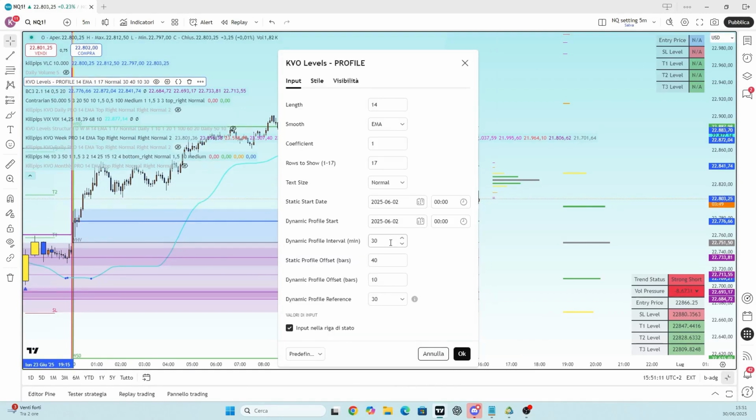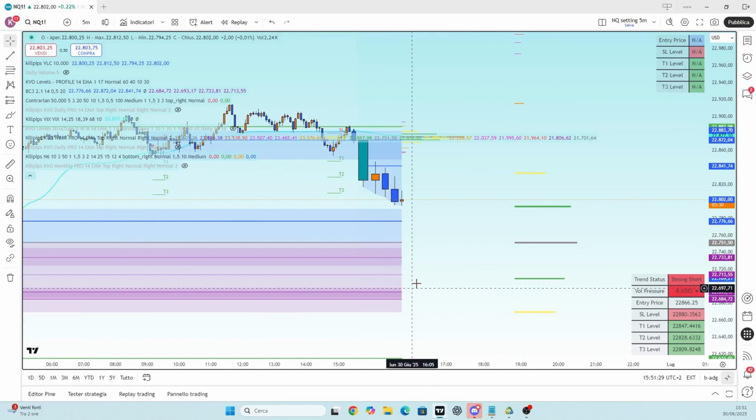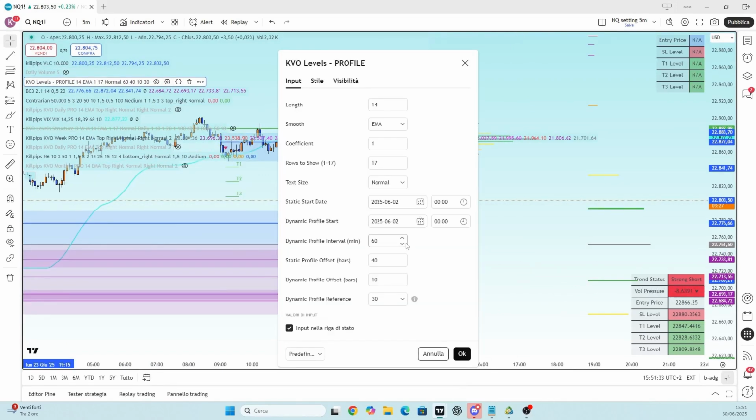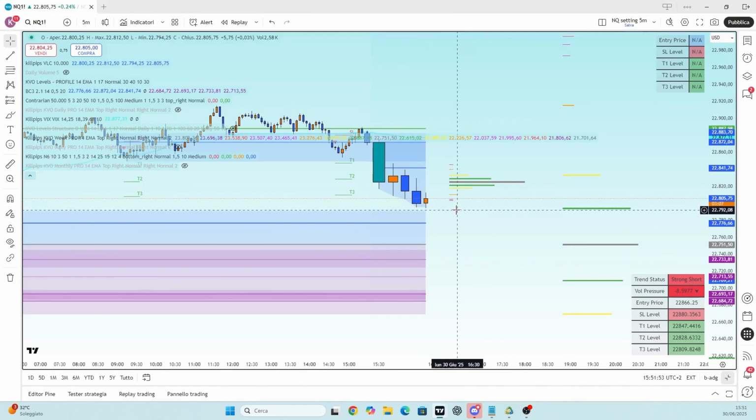For example, right now the dynamic interval is set to 30 minutes, and the reference is also at 30 minutes. I can increase the reference so that we get an update every 60 minutes. Let's see if we can acquire some more comprehensive data this way. No, that made it worse. So let's go back to the previous setting. Let's try 120. Let's see if that gives us any more insight. No, it actually takes some away. Let's stick with 30.